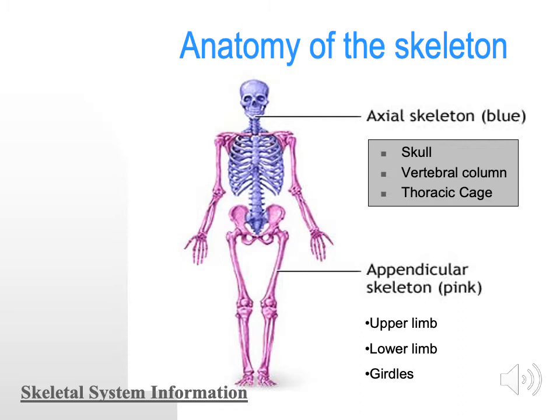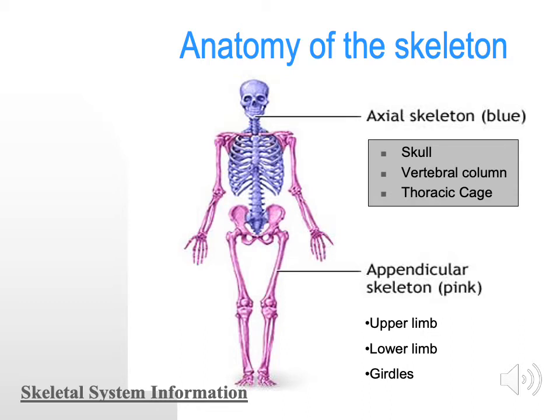There are 206 bones in the adult skeleton. They can be subclassified into two major divisions, those being the axial skeleton and the appendicular skeleton. The axial skeleton consists of 80 bones, and they run down the longitudinal center line of the body, or the axis of the body, hence the name axial.